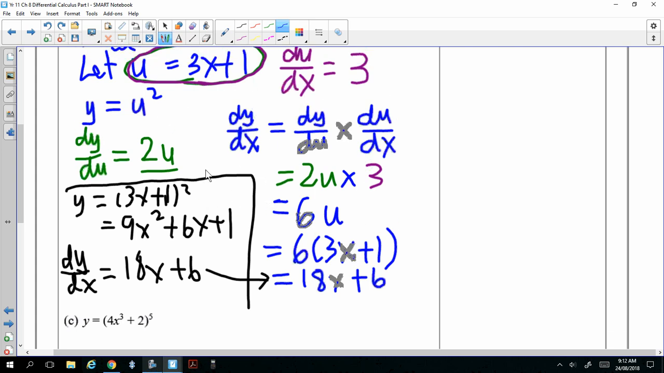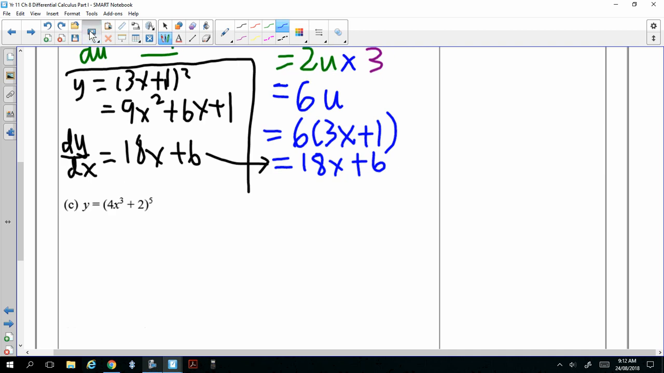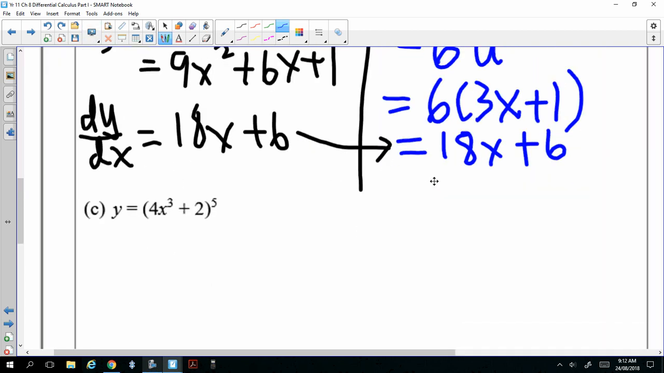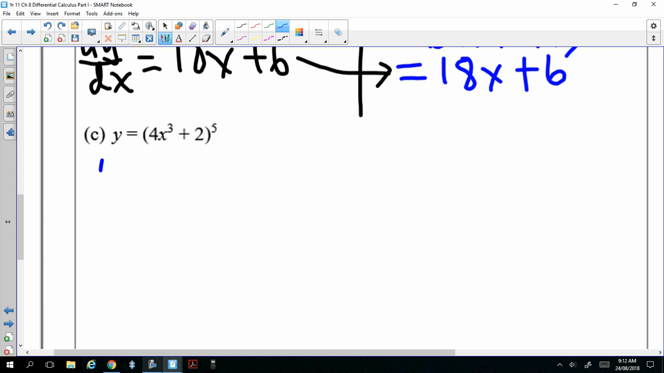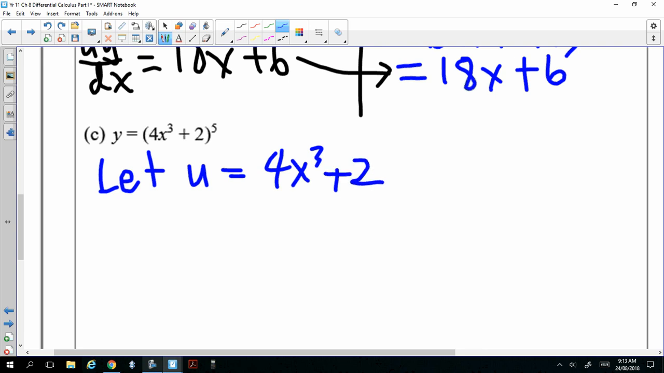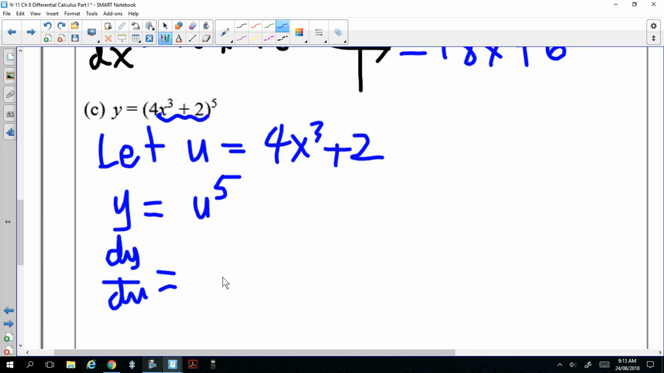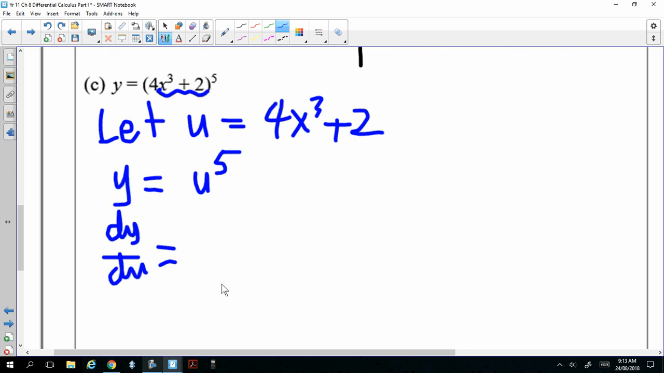All right, how about the next one? Let's try the next one. What's the first step? Let u equal what? 4x cubed, whatever's inside the power, right? And then we're going to do, right, y equals u to the power of 5. And do dy over du. What do you get? And then we'll also do du over dx.